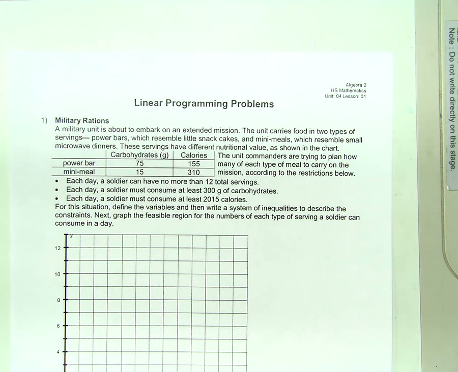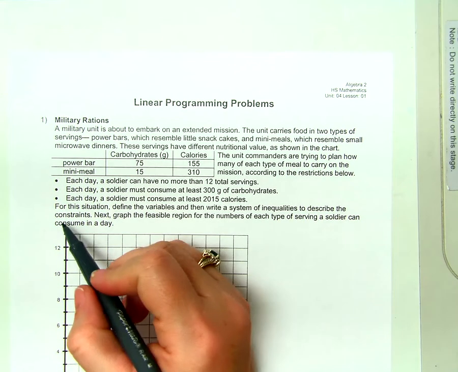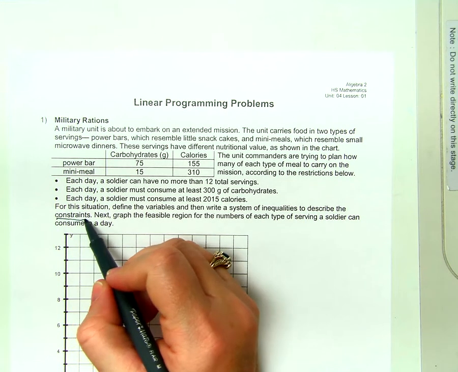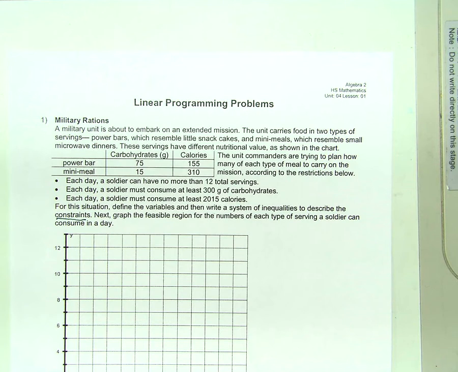Okay? So first of all, there's a lot of words. There's probably only one word in that whole thing that you may not understand, and I'm thinking it might be this word right here. Constraints. What is a constraint?